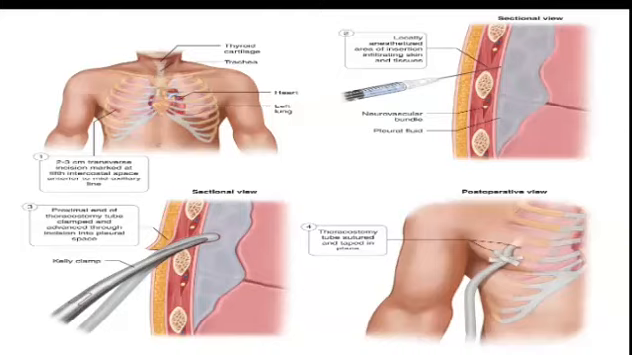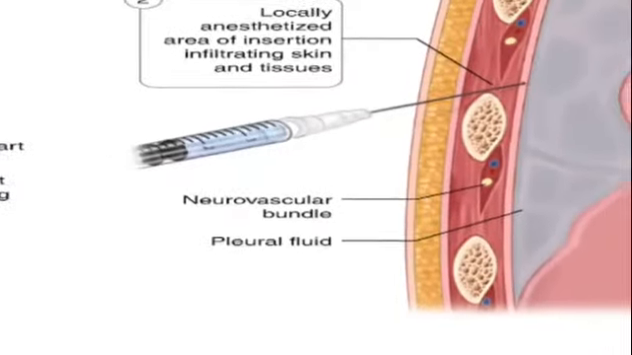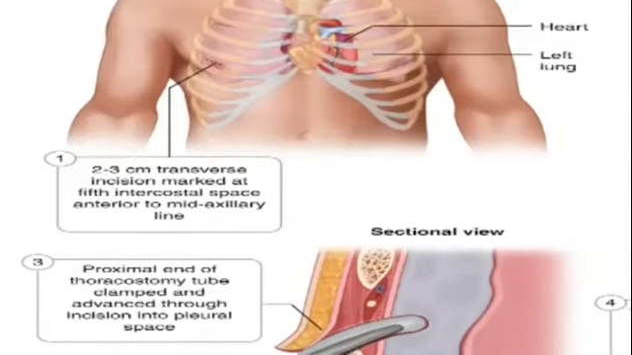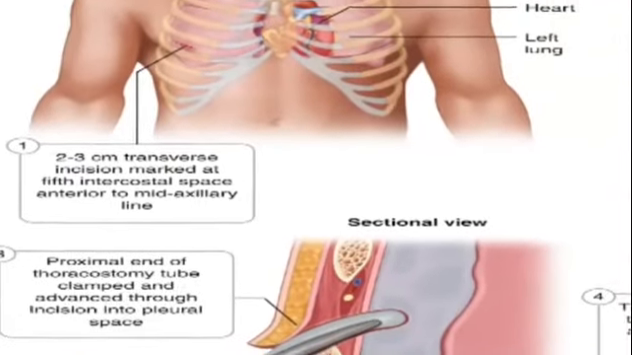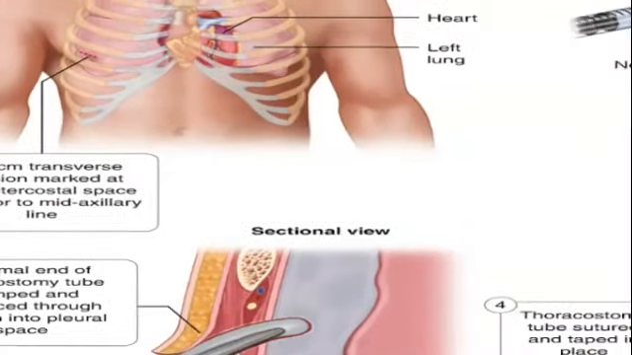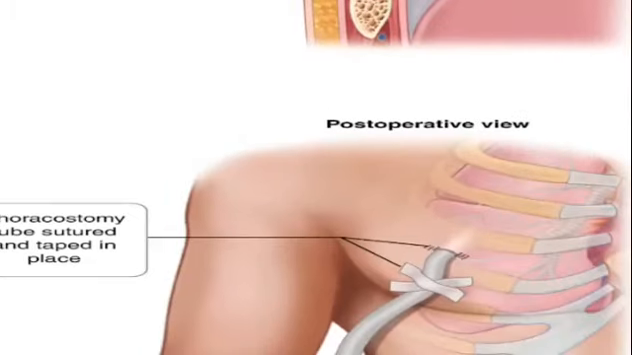This is the picture which shows how to give local anesthesia to anesthetize the skin and how to insert the tube with the trocar with the help of the Kelly's clamp. If it is a catheter, you insert it through the Kelly's clamp, and this chest tube with the incision should be fixed.